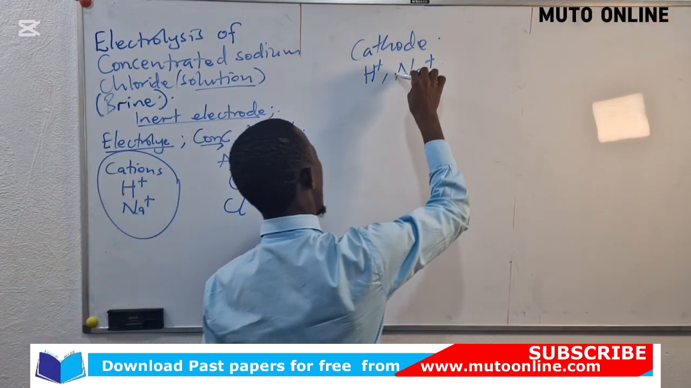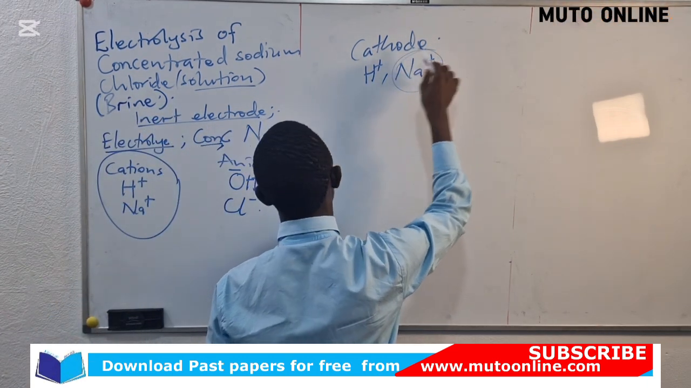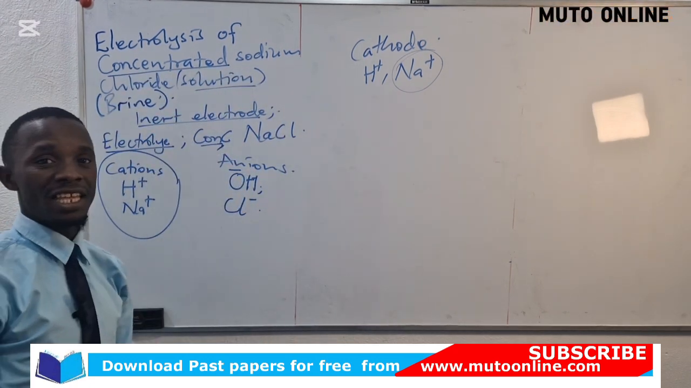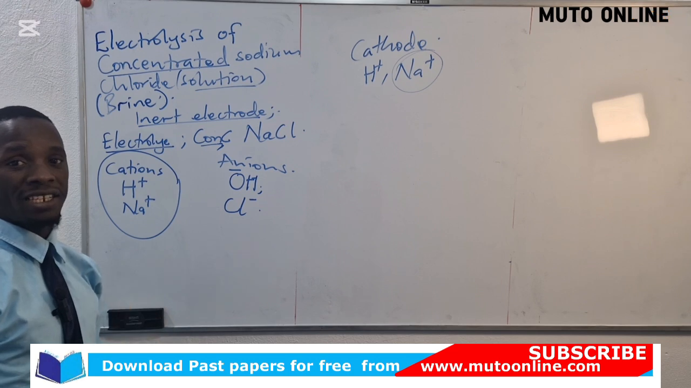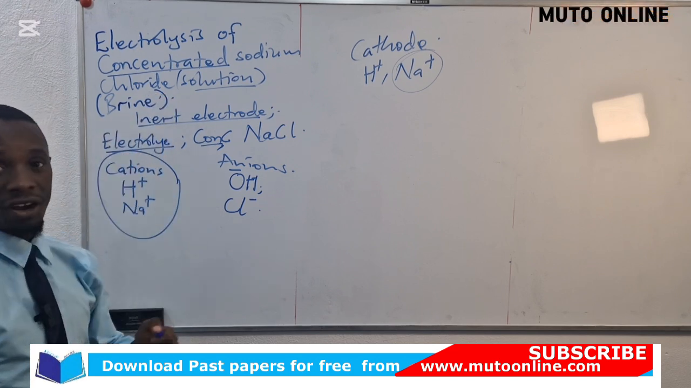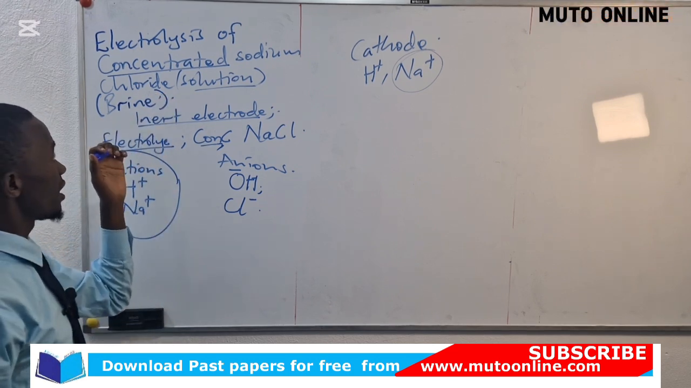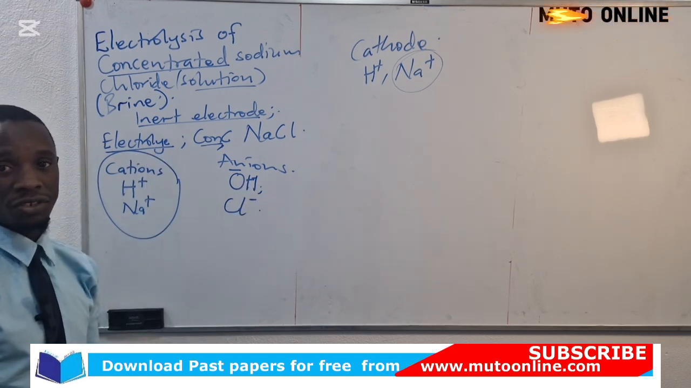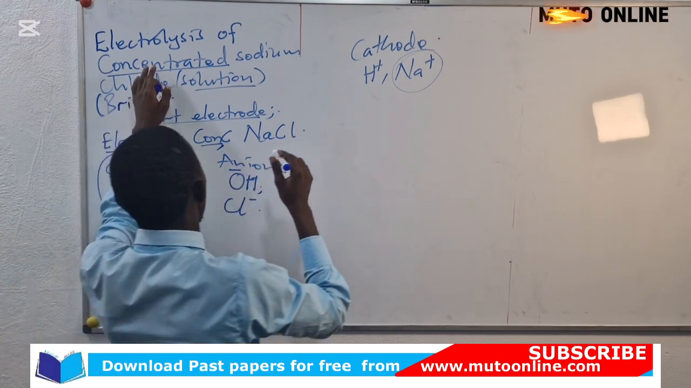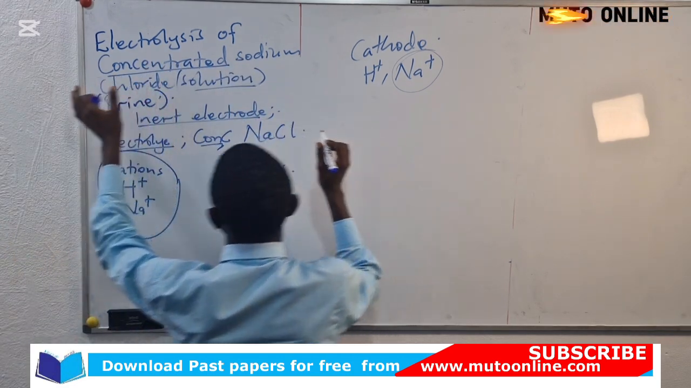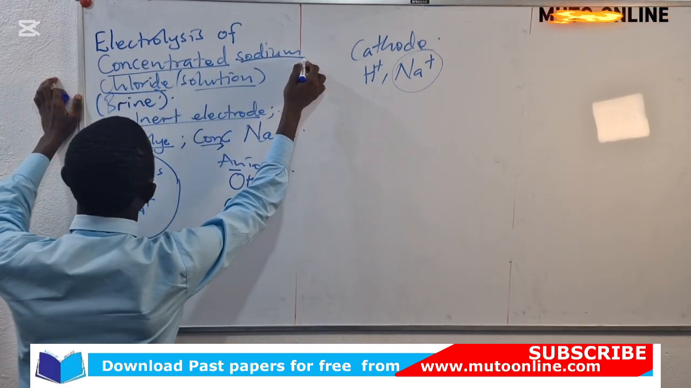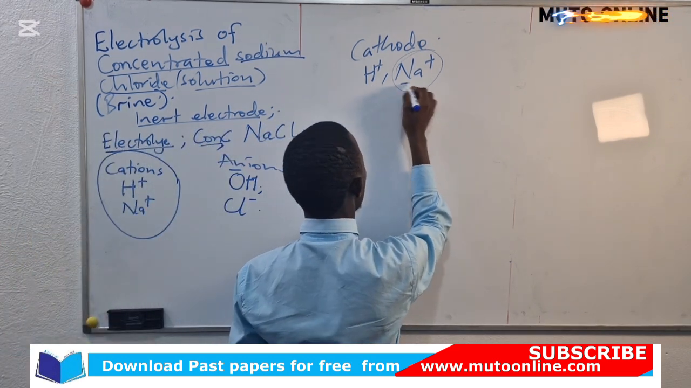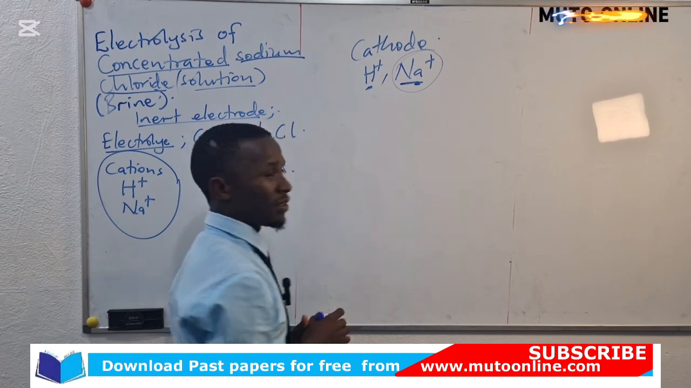This time the discharge will be determined by the concentrations of the ions in the electrolyte, not the nature of the electrode, not the position of the element or the cation in the reactivity series. Since this is a concentrated sodium chloride solution, it contains more of the sodium chloride than the water. So we have more of the sodium than hydrogen.